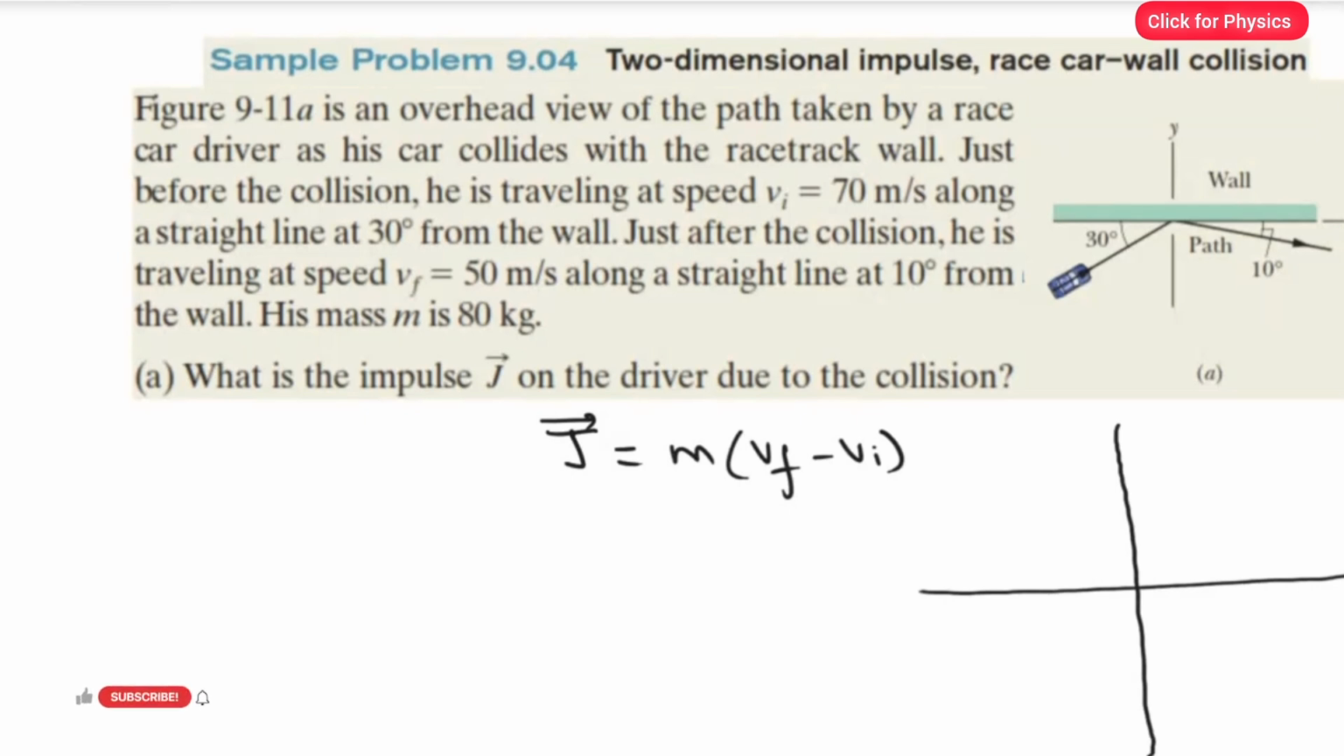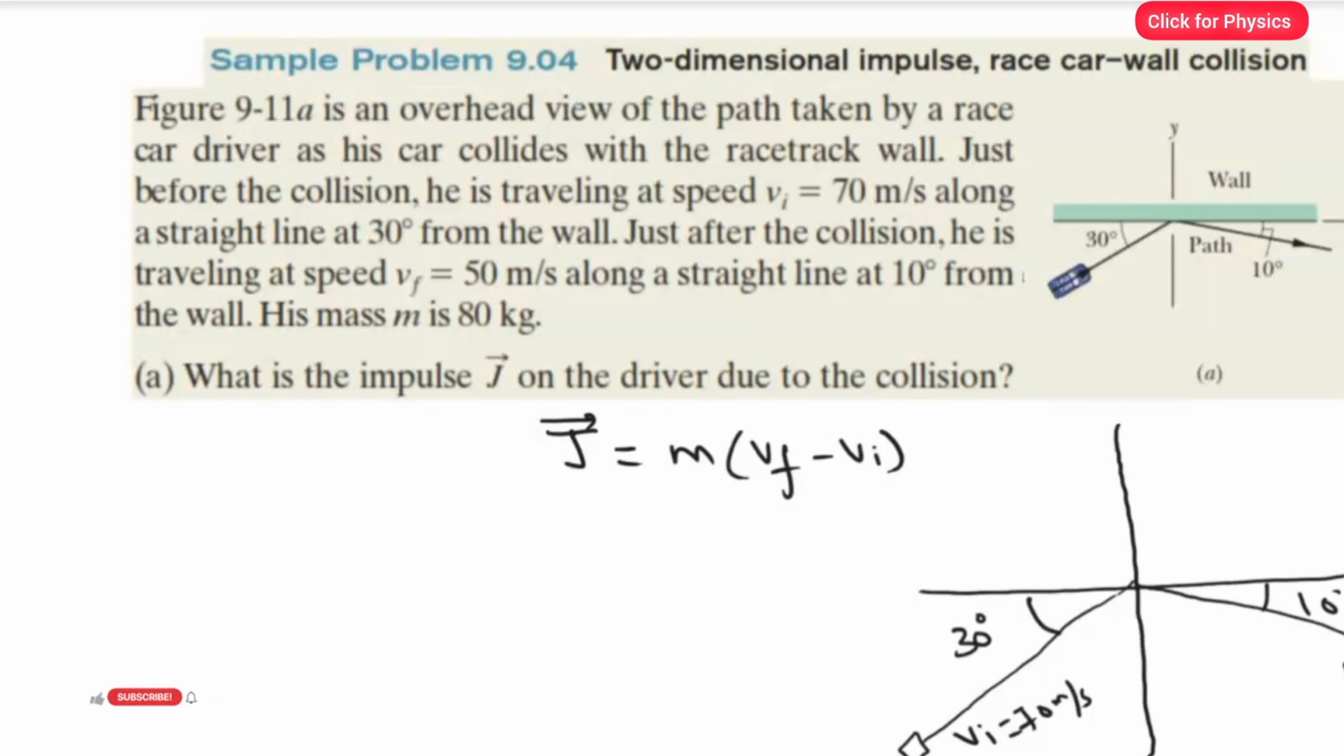The car is coming with some speed. Let's take this as the car, and the driver is driving the car. It comes with a speed and hits the racetrack wall, and the hitting angle here is 30°. They mentioned the initial speed, which is 70 meters per second. After the collision takes place, what happened? The race car is going in this direction, its final speed is mentioned as 50 meters per second, and the angle here is 10°.